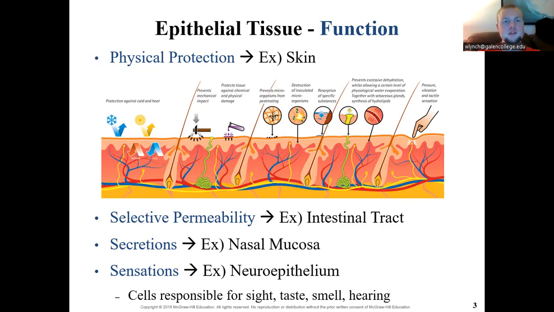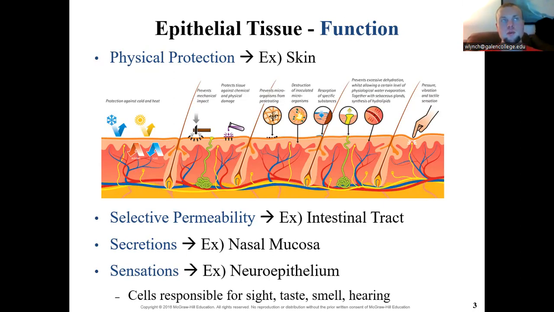It's going to be physical protection, if we're finding it in the skin. It's going to be for selective permeability, allowing things to come across a specific area, such as in the intestinal tract, where we have the lumen contents being transported across the tissue and into the body.